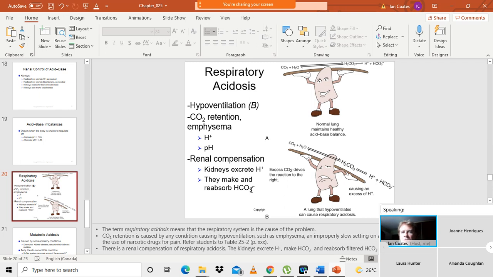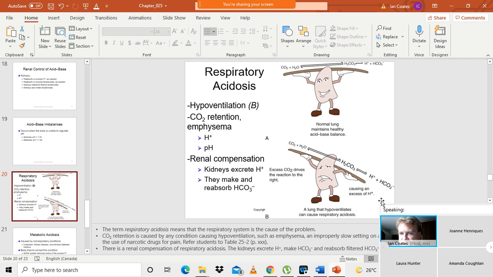Respiratory acidosis. You'll have a look here. Hypoventilation, and I don't know if you guys can see this here. This is a happy lung, you can tell by his smile. Here we've got carbon dioxide and water, and the bicarbonate ion right here. This is healthy lungs maintaining healthy acid-base. But have a look right here.